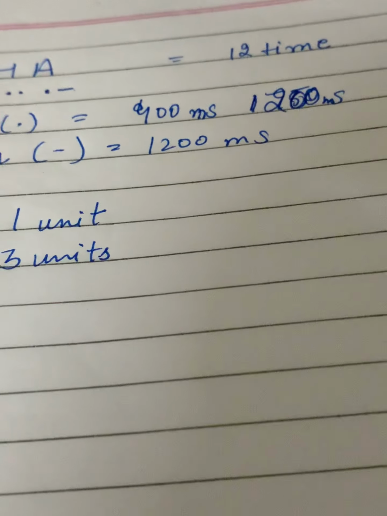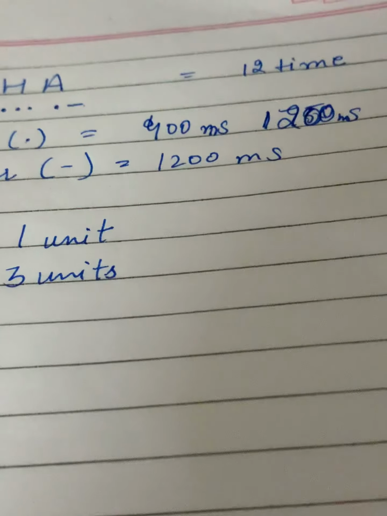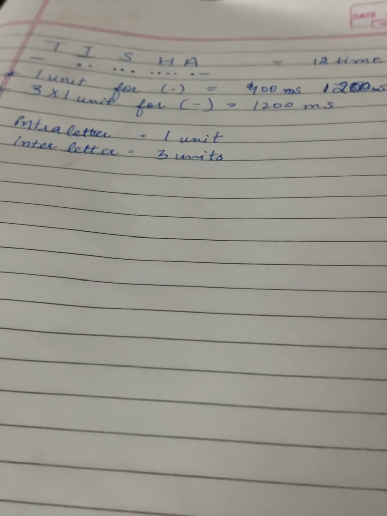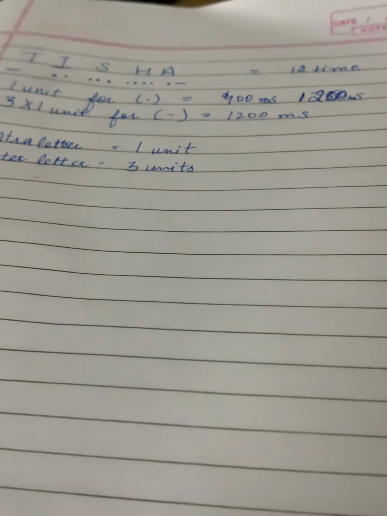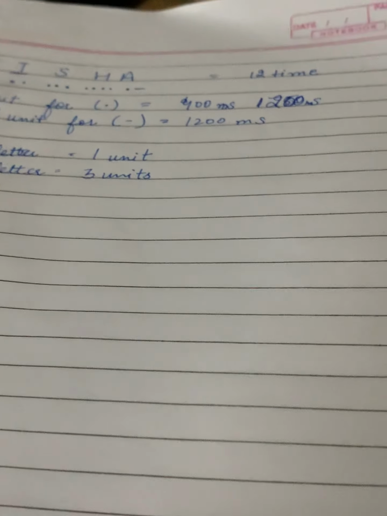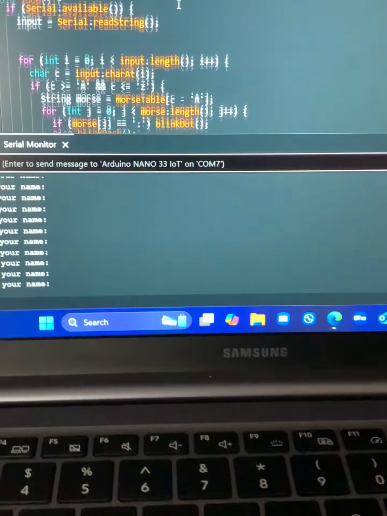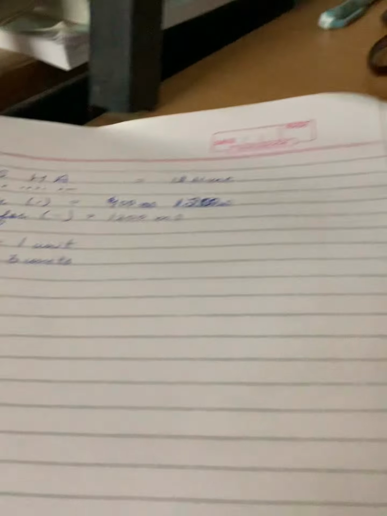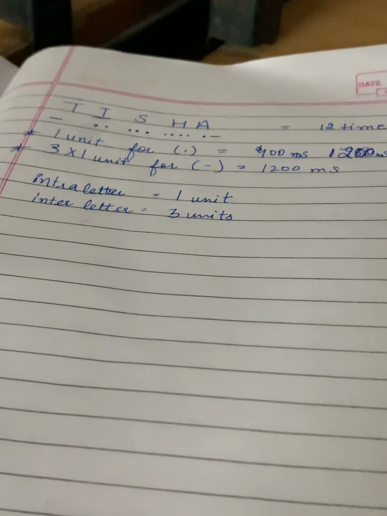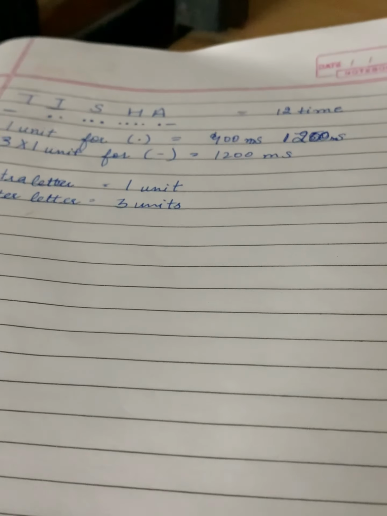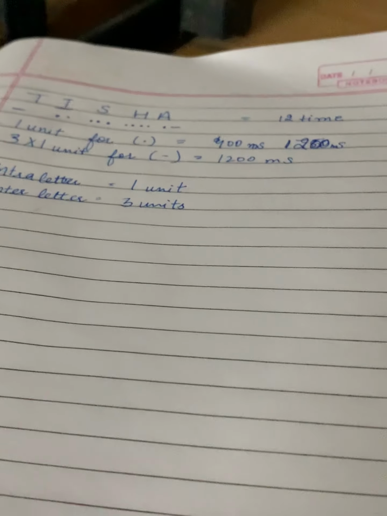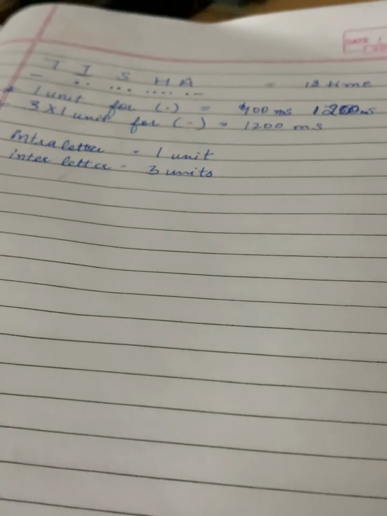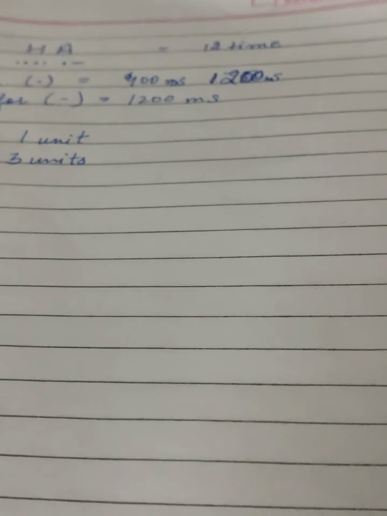Thereafter A consists of 1 dot as well as a dash. So my LED is blinking 12 times, and 1 unit consists of 400 milliseconds that I have declared in the code. So dash consists of 3 units. So for a dash the LED will be blinking for 1200 milliseconds.